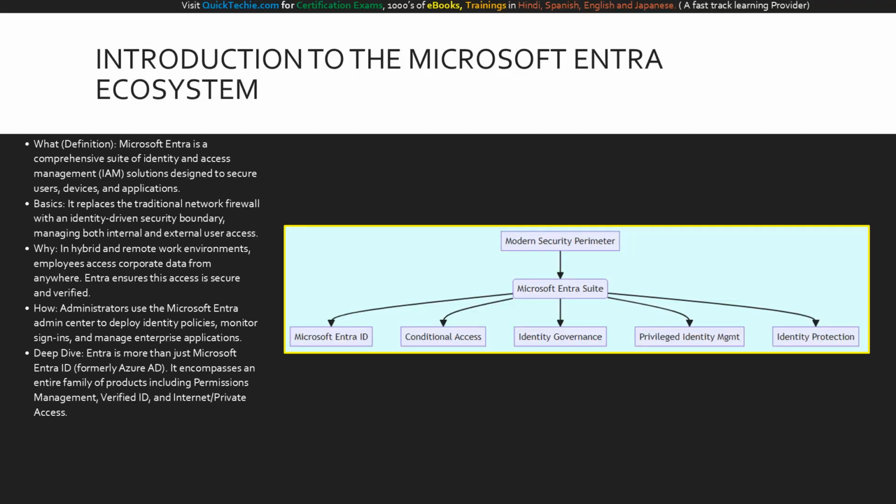Let's begin by redefining our security perimeter. In the past, we relied on firewalls and VPNs to protect our corporate network. Today, your employees are working from coffee shops, home offices, and airports, accessing cloud apps on various devices. The network perimeter is dead. Identity is the new perimeter. This is exactly what the Microsoft Entra ecosystem is built to manage.